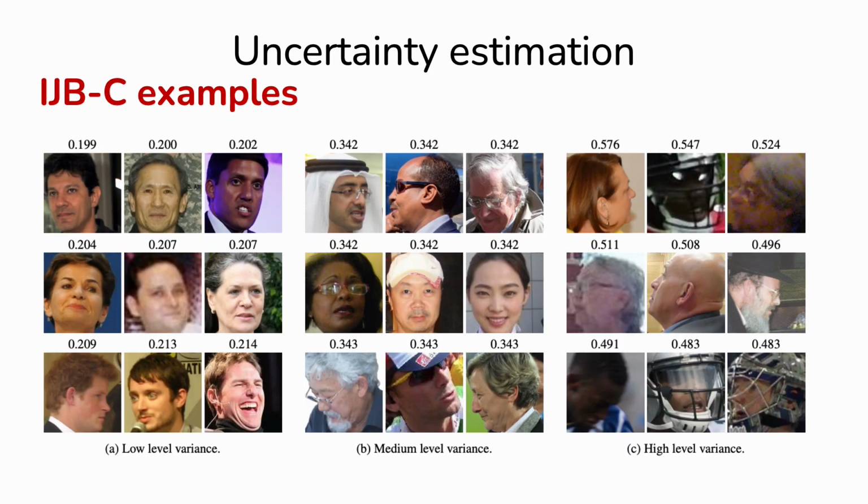We also provide a few examples of IJBC gallery images with different uncertainty levels. Gallery images with low uncertainty levels generally contain faces that are clearly visible, as opposed to images with high uncertainty, that often contain occluded or extremely rotated faces. Additionally, it can be observed that for a medium level of uncertainty, a large proportion of faces wear glasses.